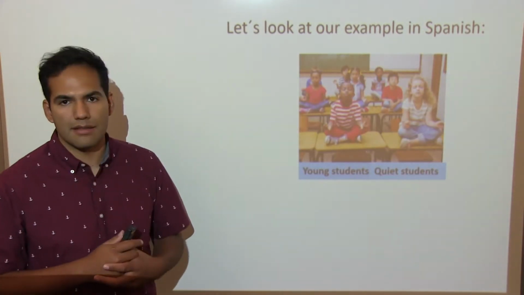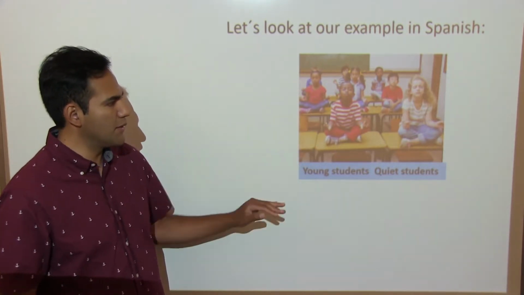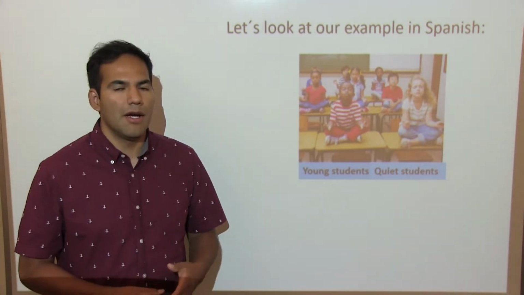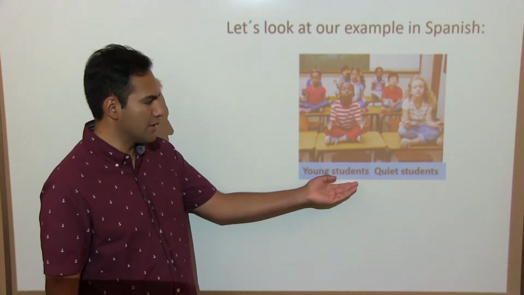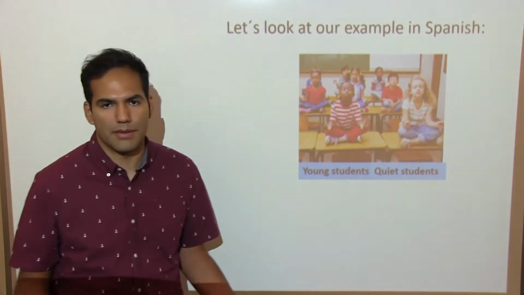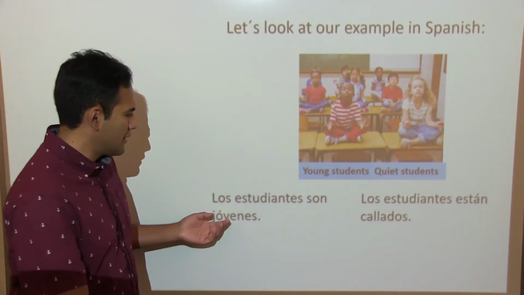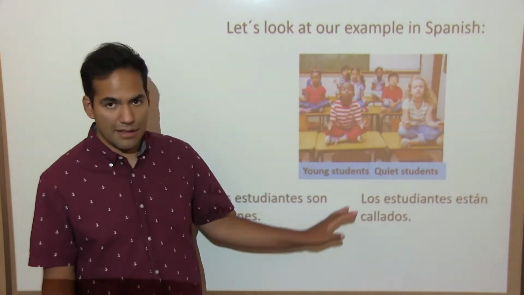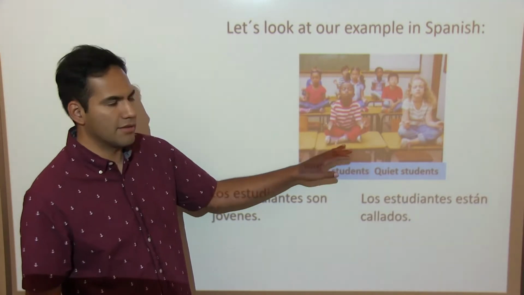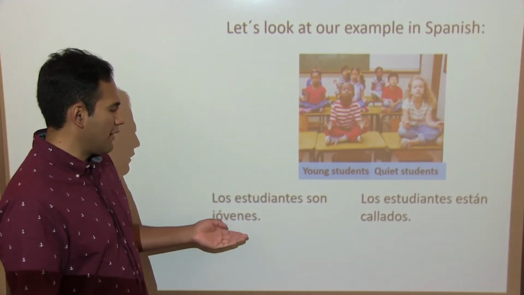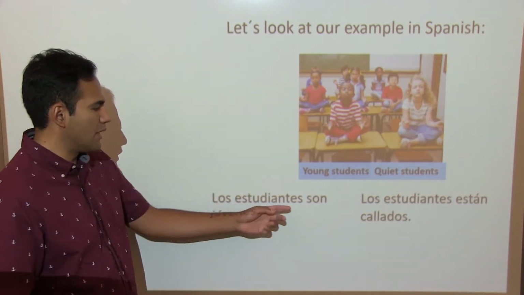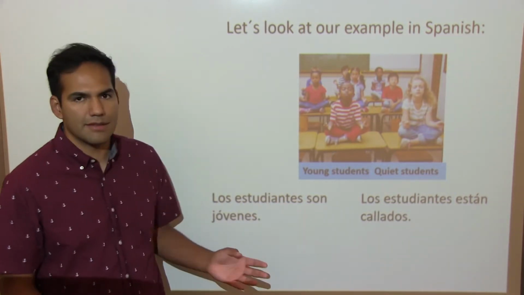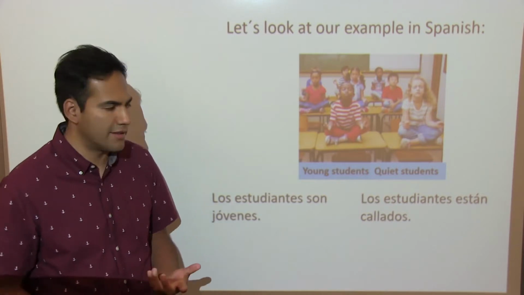So let's look at another example. Here we have a picture of a few students, and they seem to be meditating, or they're just quiet. So here we have some young students and quiet students. In Spanish, if we're talking about the essential characteristics of this group of people, we know that they are young, so we're going to use the verb ser. Los estudiantes son jóvenes, because that's their essential characteristic.